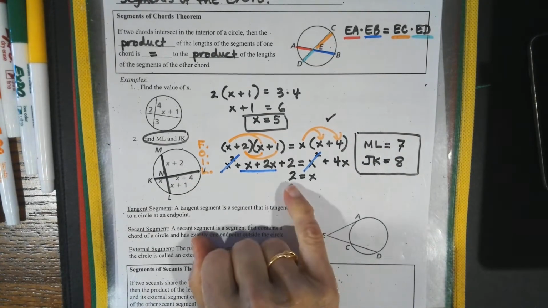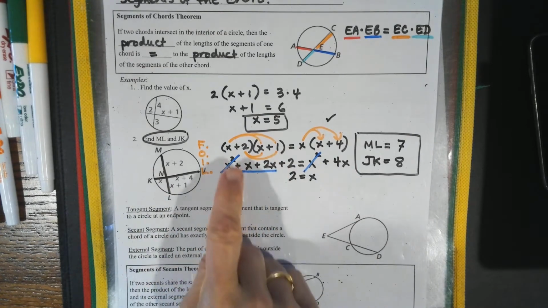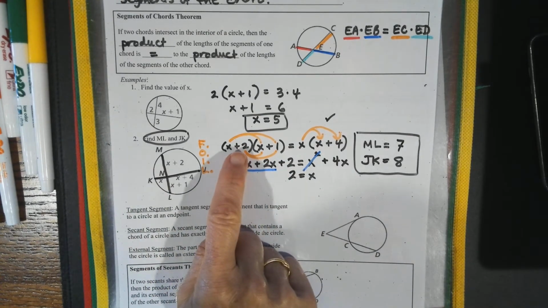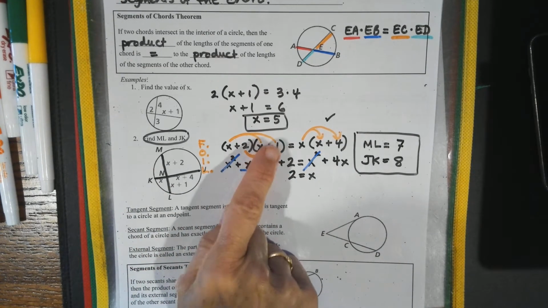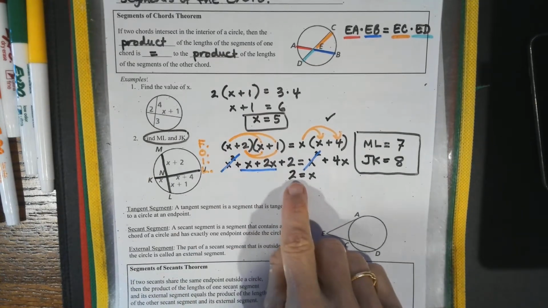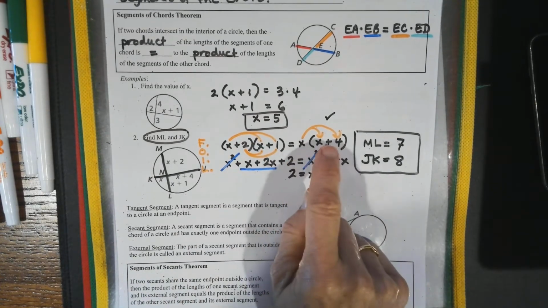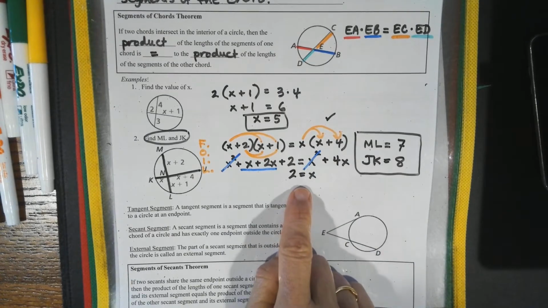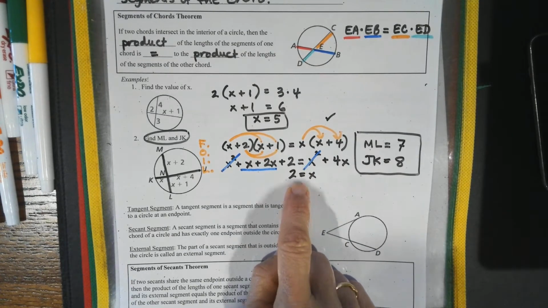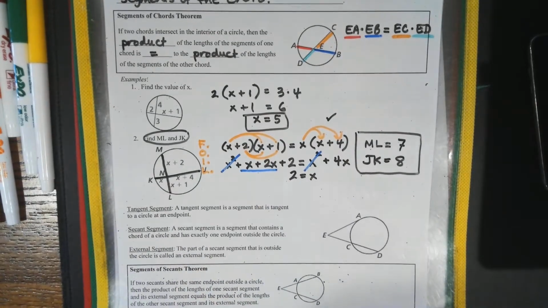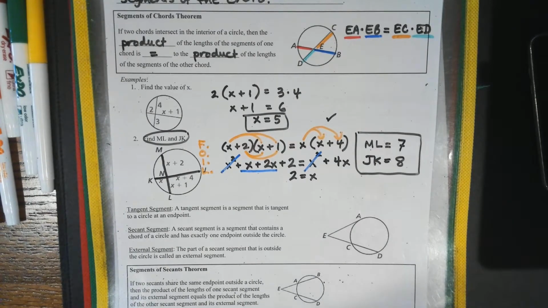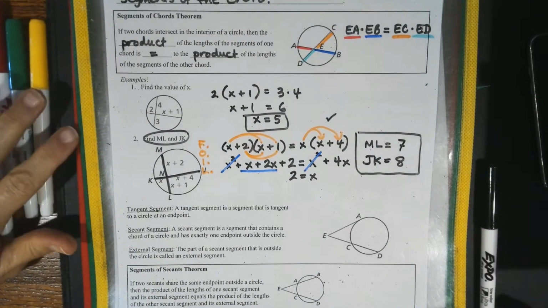Another way to check would be to take this 2 and put it in here. And so you'd get 4 times 3, that'd give you 12. And if you put the 2 in here, you'd get 2 times 6, also 12. So you know that that gives you this equality. It makes that equation true. There we go. Any questions? Now's the time.